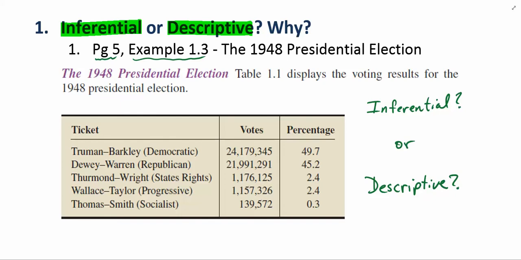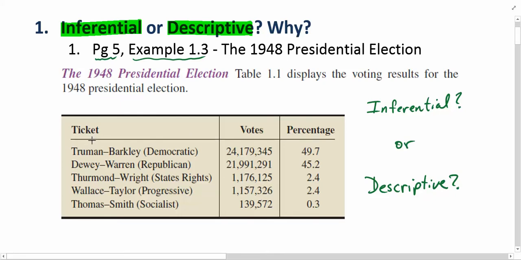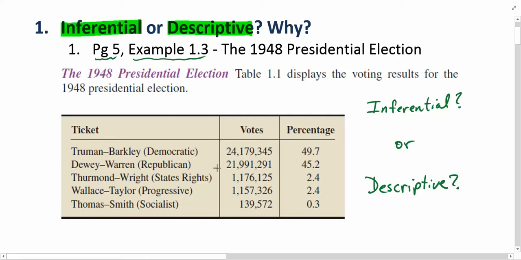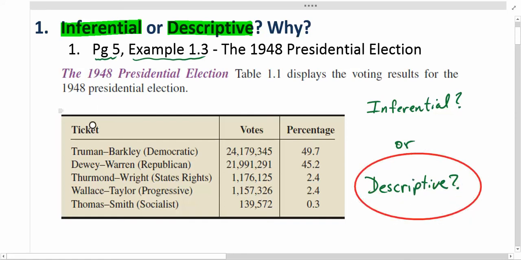And in this case, what we're looking at are the results from the votes that were tallied in the 1948 election. The votes were summarized and organized into this table to show who was the winning pair of candidates for the presidency. So in this case, we'll say that this was an example of descriptive statistics.